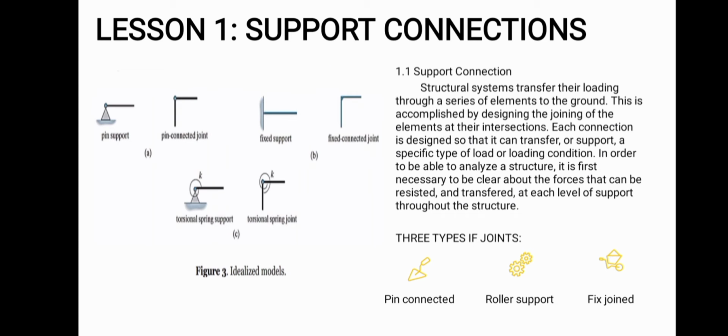So here, idealized models are used in structural analysis that represent pin and fixed supports, and pin-connected and fixed-connected joints, as shown in figures 3A and 3B. In this case, a more appropriate model for a support or joint might be that shown in figure 3C.